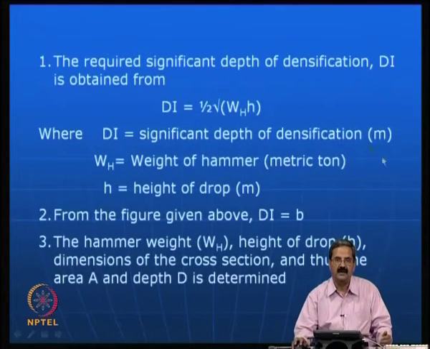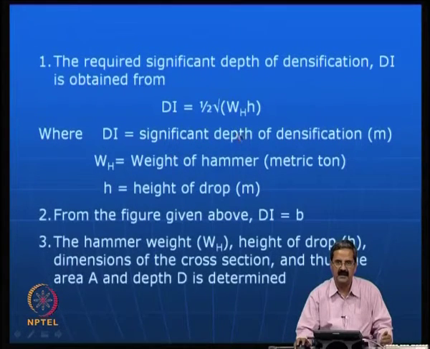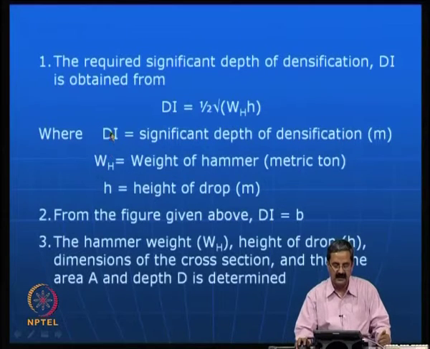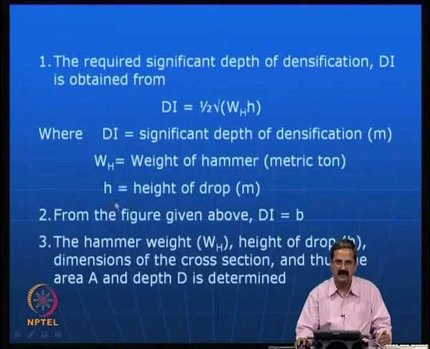For example, the required significant depth of densification is given by d_i equals half into the square root of W_H into h. This is a simple formula which I also showed in the previous class on dynamic compaction methods. d_i is the significant depth of densification, W_H is the weight of the hammer, and h is the height of drop. In the previous design diagram, the depth of densification is nothing but B. If you see the figures, they are both the same, and if you know the hammer weight, the height of drop, and the dimensions of the cross section, the area and the depth can be obtained.